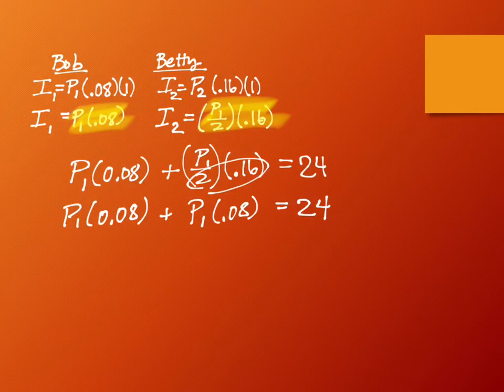So I have 0.08 P1, and I have another 0.08 P1. Those would add to 0.16 P1. Is that okay? And then what would I do with my 0.16? Yep, I would divide.